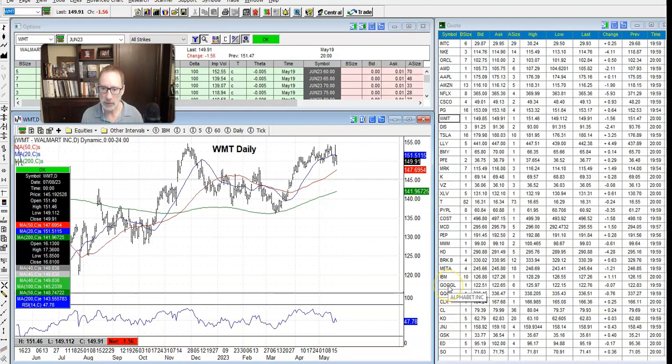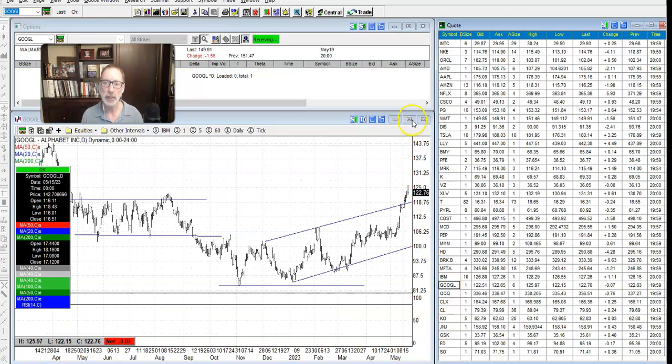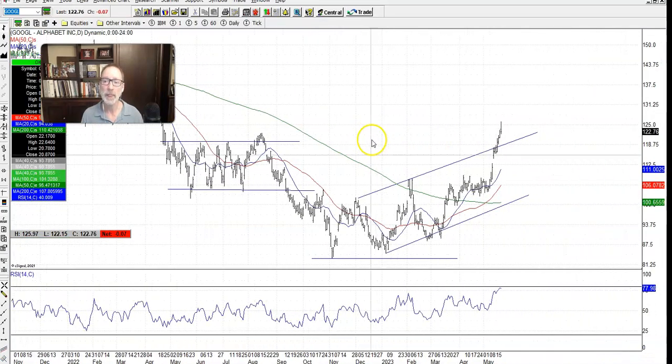Oh, let's take a quick look at Google. I haven't looked at Google lately. So Google, another, it's kind of like, was it Pepsi that was getting a little bit overbought? So Google is in this channel. So it's definitely getting overbought here. Look at the RSI near the highs here. Getting a little frothy up here.